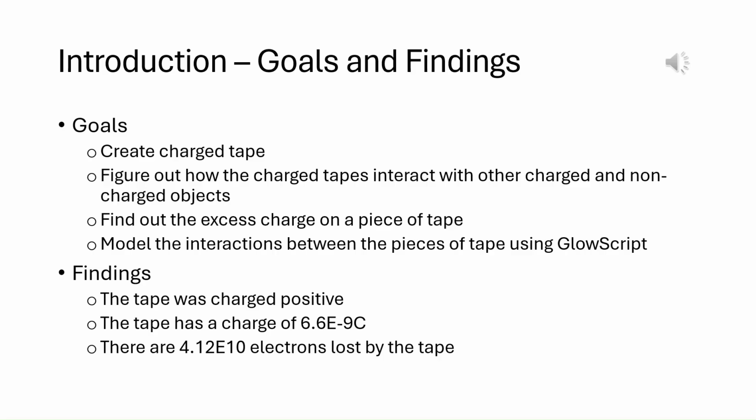of tape using VPython. The findings are that the tape was charged positive. The tape has a charge of 6.6 times 10 to the negative 9 coulombs, and there are 4.12 times 10 to the 10 electrons lost by the tape.